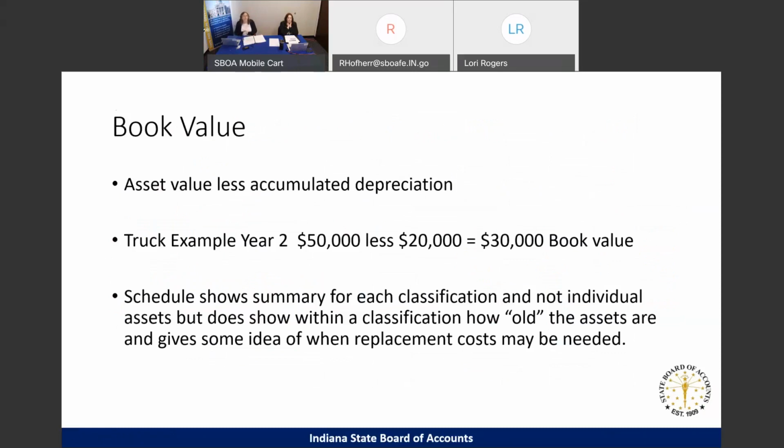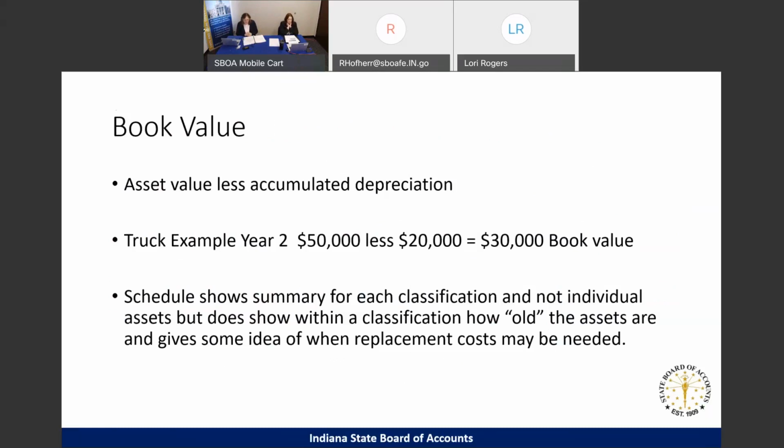Okay, I talked a little bit about book value. I want to talk about that a little bit more. You probably have heard the term book value before. Book value is your carrying value, what it is on the books. So this is the asset value less the accumulated depreciation. Again, this is not market value, but the carrying value on the books, hence the term.